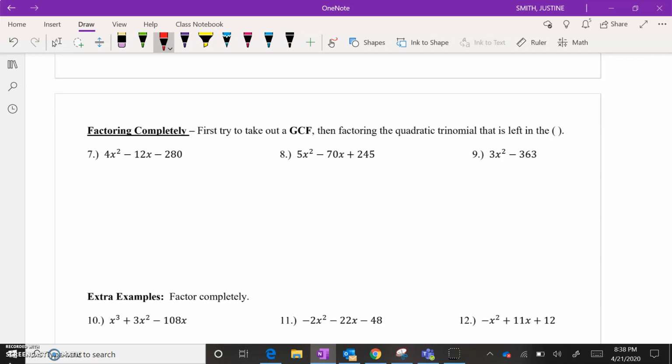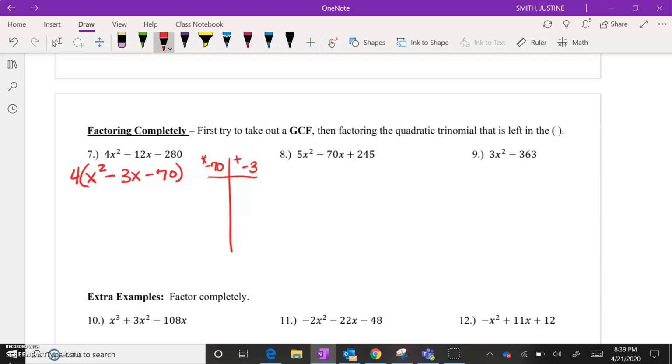Like for number 7 here, we know that there's a GCF of 4, so I'm going to take that out first. And then I get x squared minus 3x, and then 4 goes into 280 70 times. Now I'm going to do a trinomial for just the trinomial without the 4. So what multiplies to negative 70 and adds to negative 3?